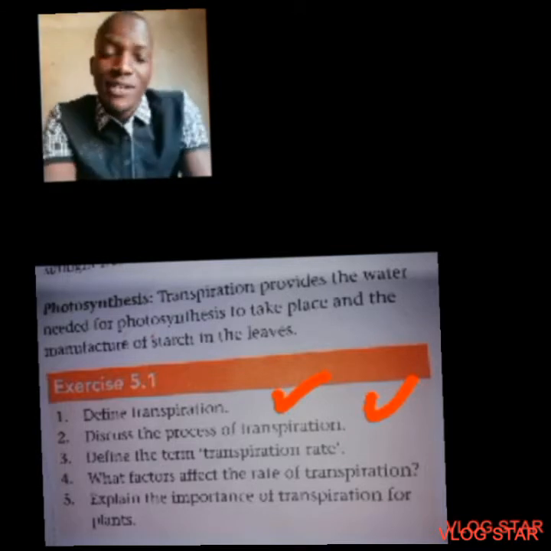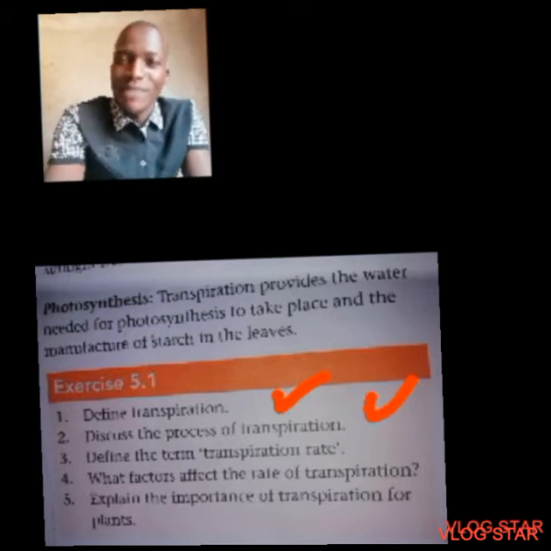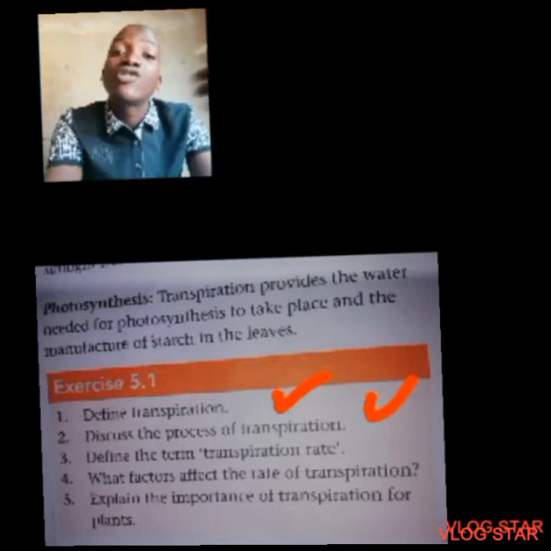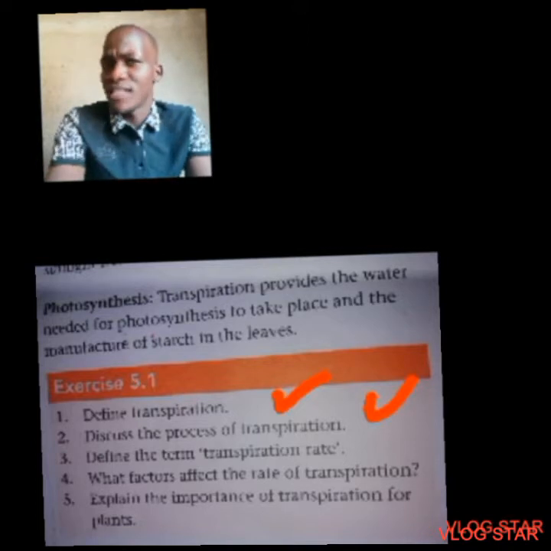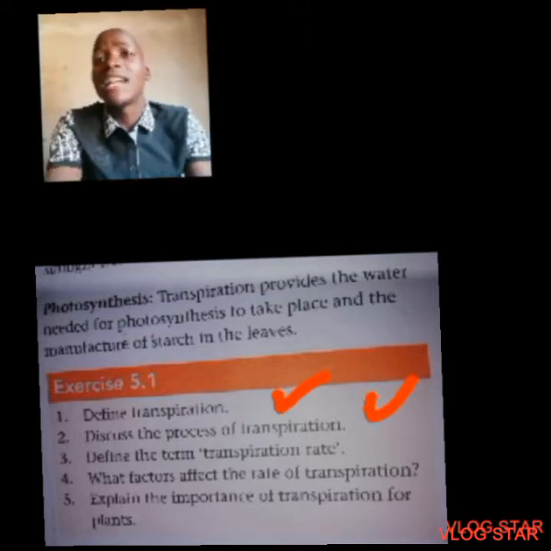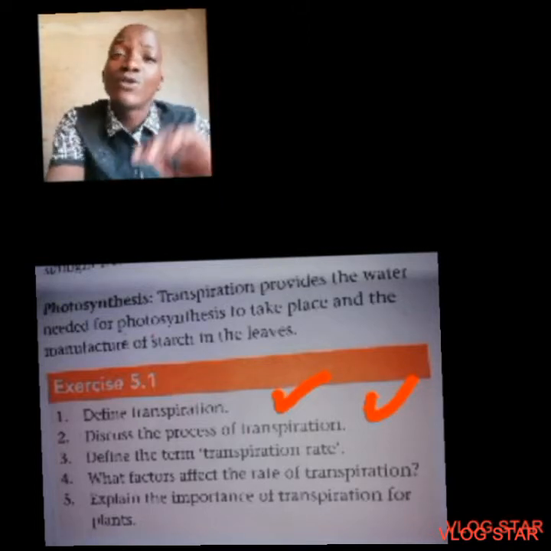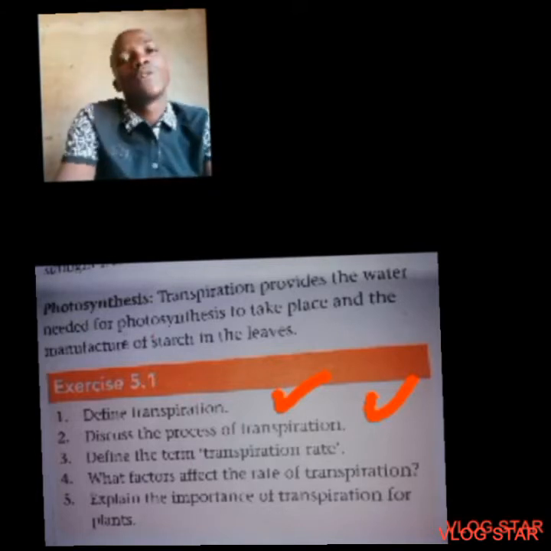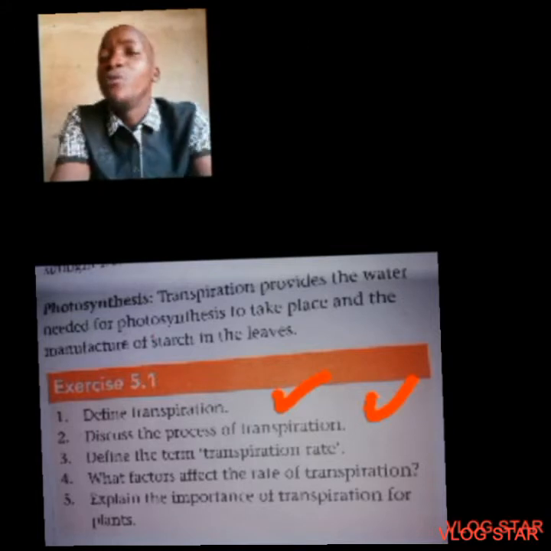So we have temperature. Where there are high temperatures, we all know that it encourages high evaporation, thereby promoting a high rate of transpiration. Then when the temperatures are low, it means there is also low evaporation, which means the rate of transpiration is reduced.